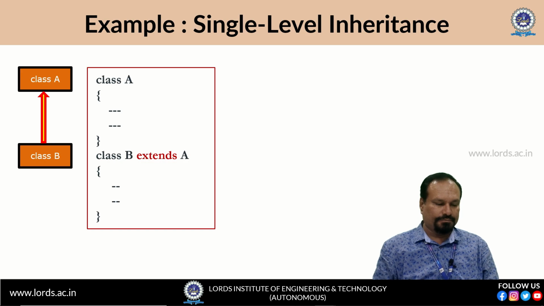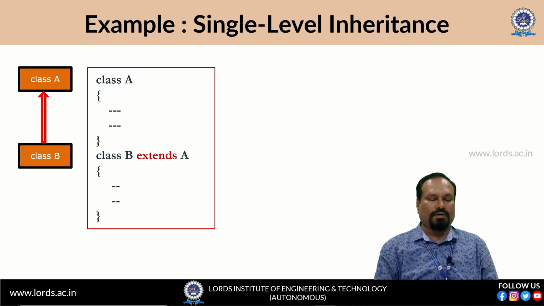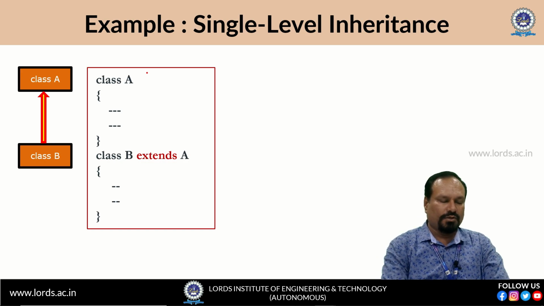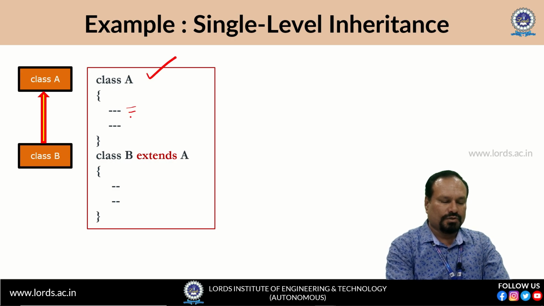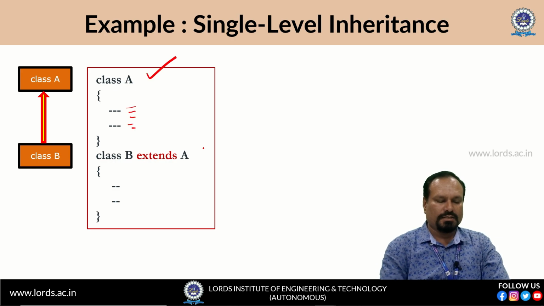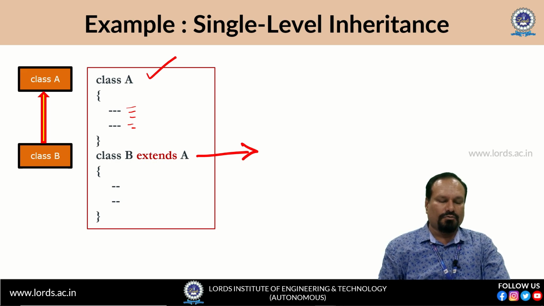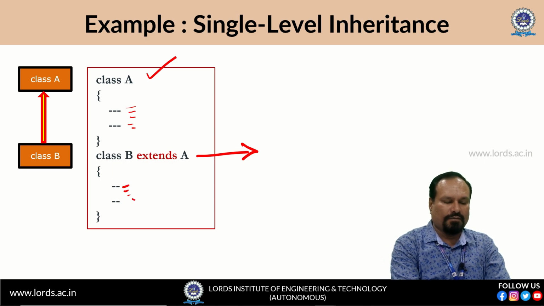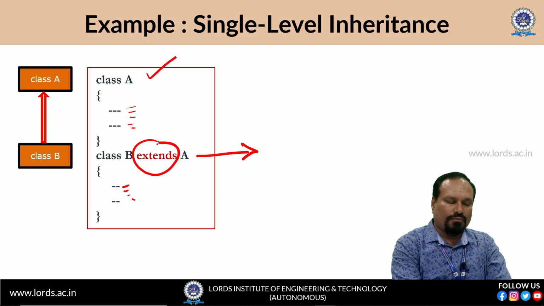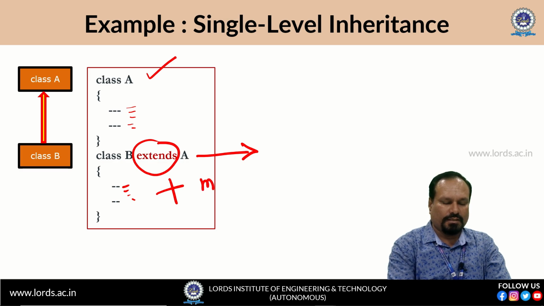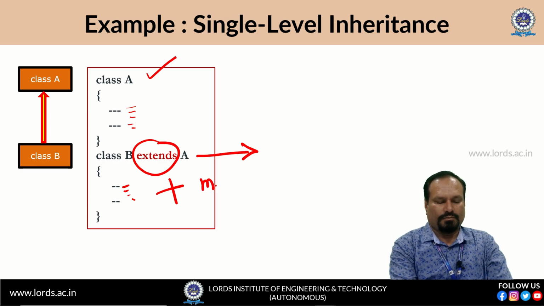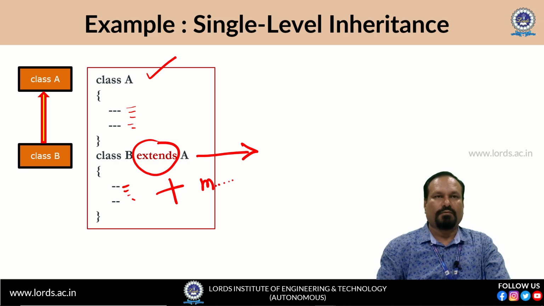Let's proceed. We have single level inheritance. As you can see in front of you, I have a class A. It has its own functionalities. To derive a new class B, we need to write this line: class B extends class A, and it will have its own functionalities. When we perform inheritance, all the methods that are publicly defined will be available in the derived class.